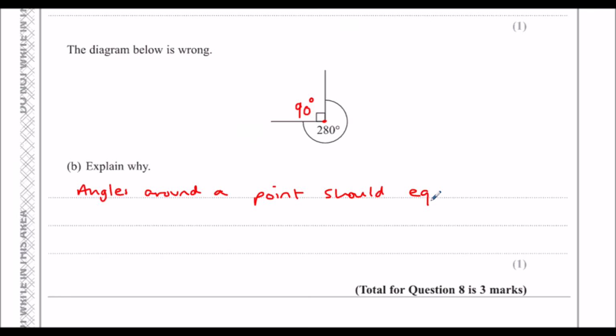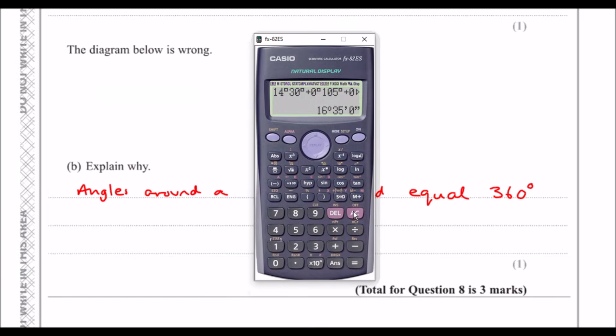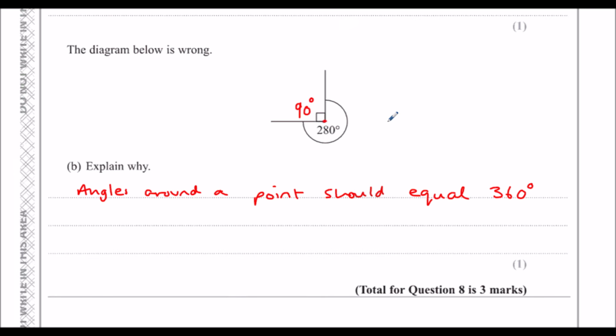And these 2 angles don't. They should add up to 360 degrees, but 90 plus 280 is 370 degrees. So angles around the point add up to 360. But around this point, we've got 370, which is impossible.